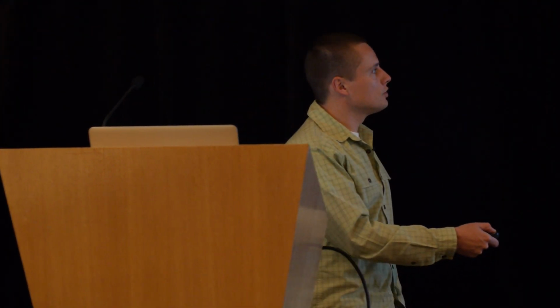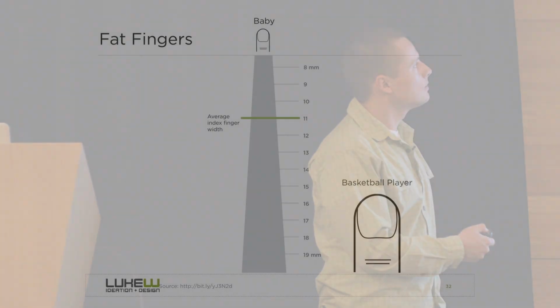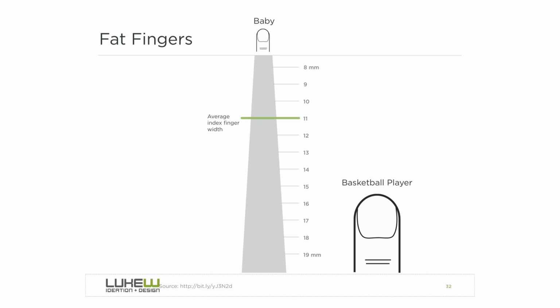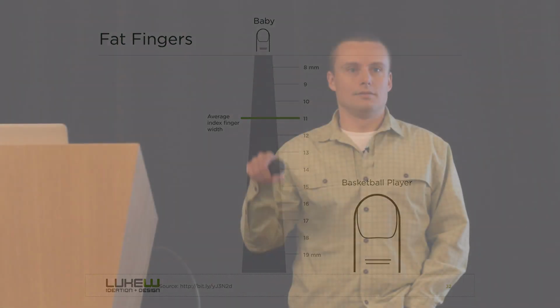And the reason for that, this is the data that I think actually sort of seals the deal for me. This is the average index finger width. That's a baby's index finger, right around 7 millimeters or so. So most of the websites we have out there right now are not even good enough for a baby's little finger to tap appropriately, much less a basketball player or someone with much larger fingers.